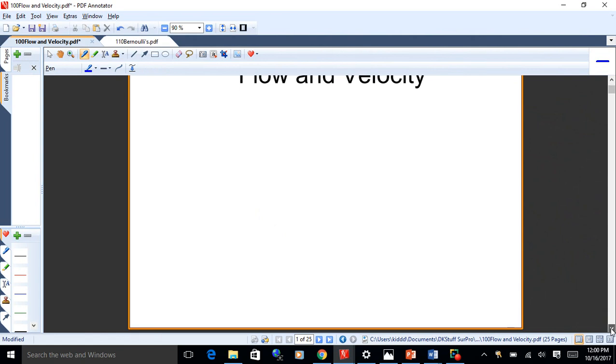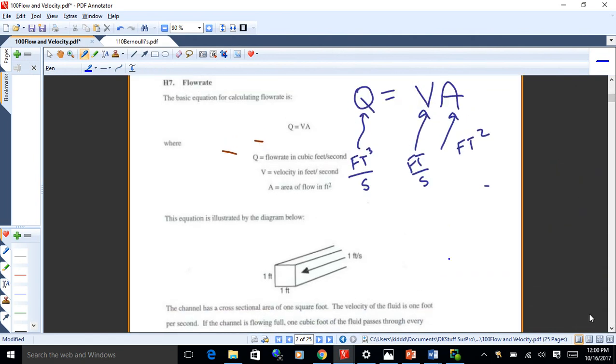All right, so on this stuff, as I was saying there, Q is VA. So Q is the flow rate in cubic feet per second, and then V is the velocity and A is the area. Just watch your units when you're doing this, right? So you just want to be sure that all the units match.